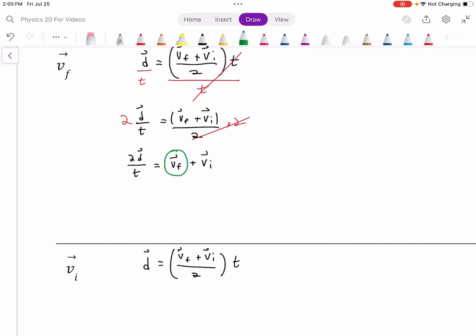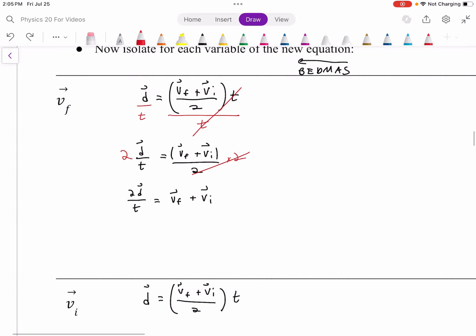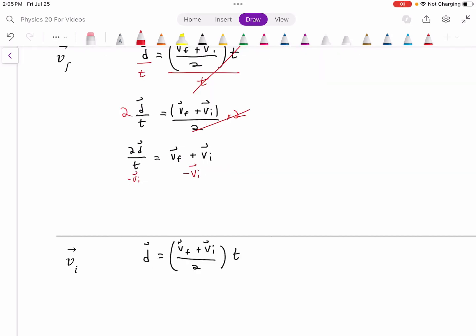I want to solve for final velocity. It's not by itself because we're adding the initial velocity. That's the last operation we have to undo. So the opposite of adding initial velocity is subtracting initial velocity. So plus VI and minus VI just cancel each other out.